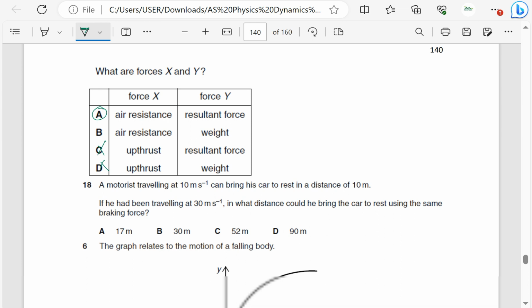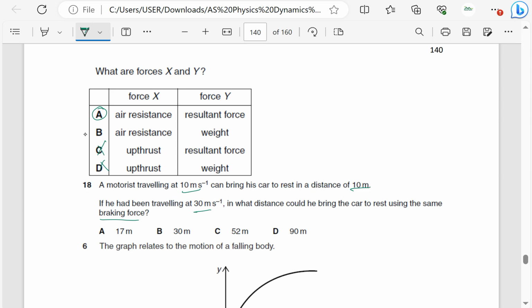A motorist traveling at 10 meters per second can bring his car to rest in a distance of 10 meters. If he had been traveling at 30 meters per second, in what distance could he bring the car to rest using the same braking force? So he's using the same braking force, which means he's going to be using the same acceleration.